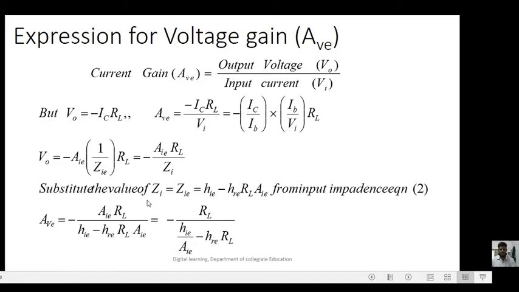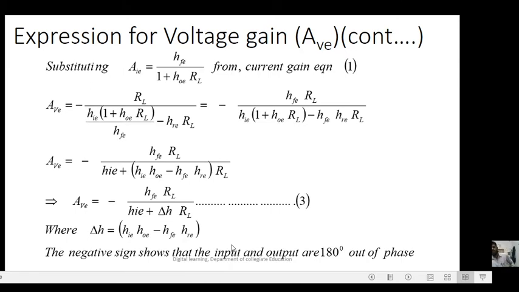So substitute the value of ZI, that means the input impedance ZIE, which is equal to HIE minus HRE RL AIE from the input impedance equation 2. AVE is equal to minus AIE RL divided by HIE minus HRE RL AIE, equals minus RL divided by HIE divided by AIE minus HRE RL. Expression for voltage gain AVE is continued.